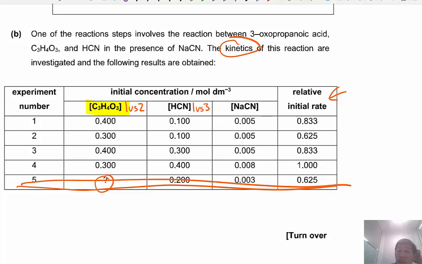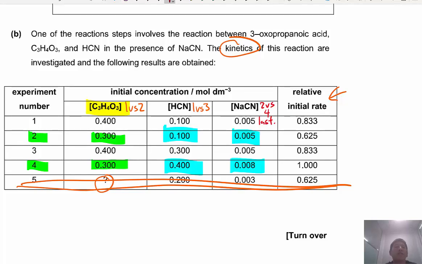Can you use inspection? You realize the closest you get is maybe 2 and 4. Okay, 2 and 4, this is the same, but HCN and NaCN are different. Previously you already found the order of reaction with respect to HCN, so actually you know its order. So what can you use? Then you have to realize, I cannot use inspection, I must use mathematical method, and you do it as the last step. So it's 2 versus 4, and you find this last.